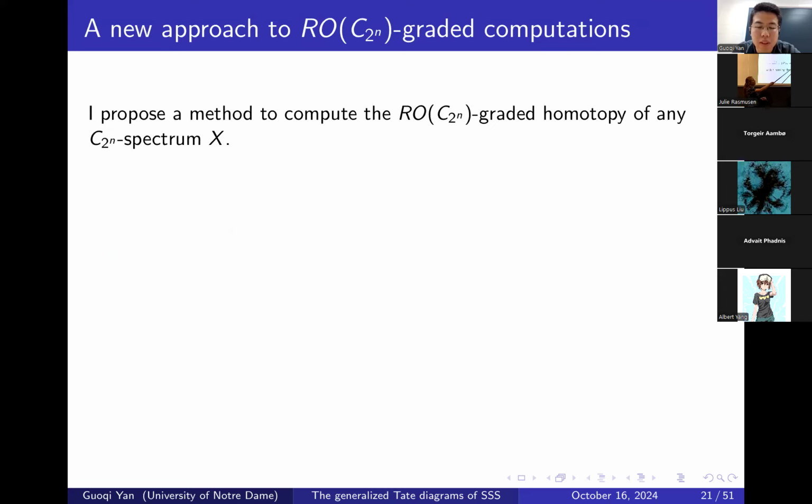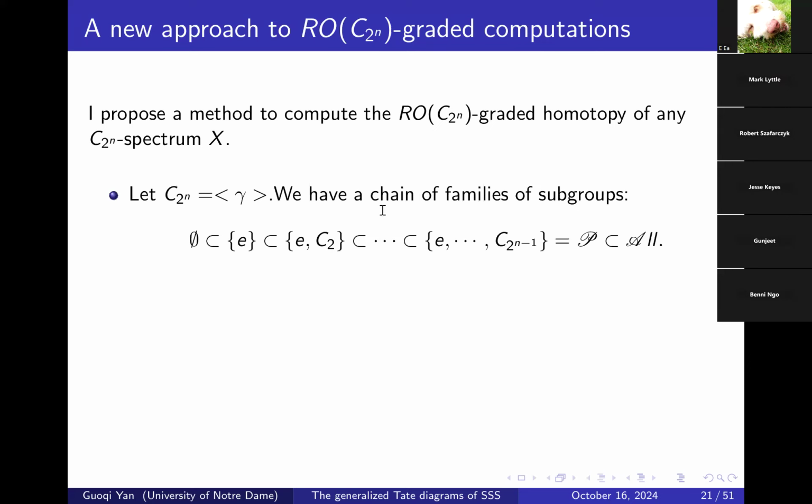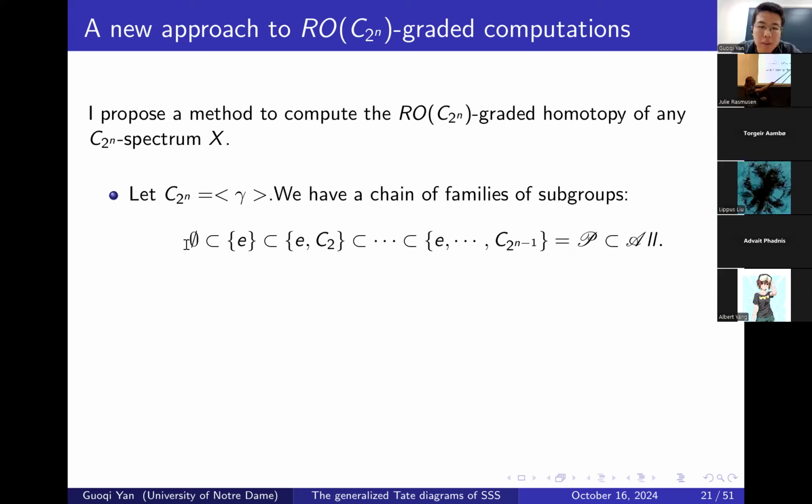So now I propose a method to compute the RO(C_{2^n})-graded homotopy of any C_{2^n} spectrum using the generalized Tate diagram. Here we denote the generator of C_{2^n} to be gamma. Then we have a chain of families of subgroups. We start from the empty set. Then the next smallest family is the trivial family, the family with the identity. And then we include one group at a time and get another family, until we arrive at the family of proper subgroups, P. And then we arrive at the biggest family, the family of all subgroups.